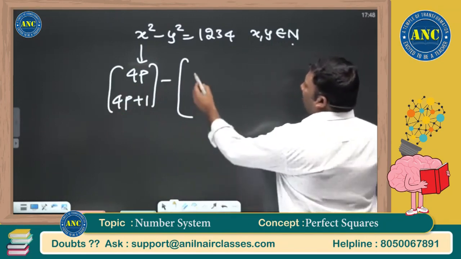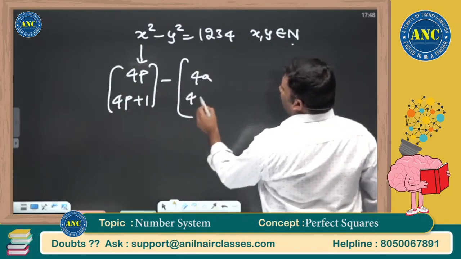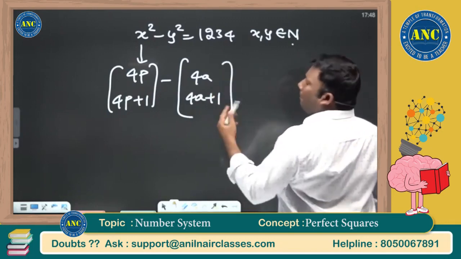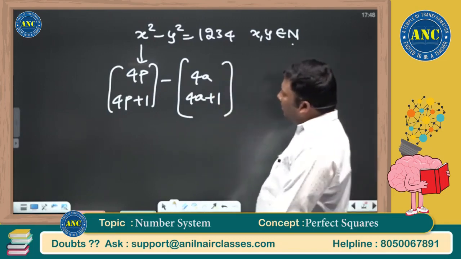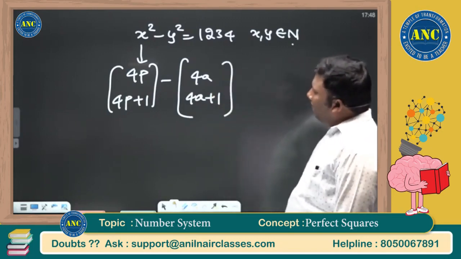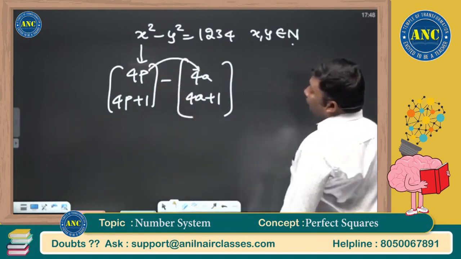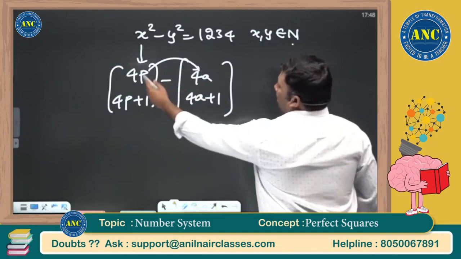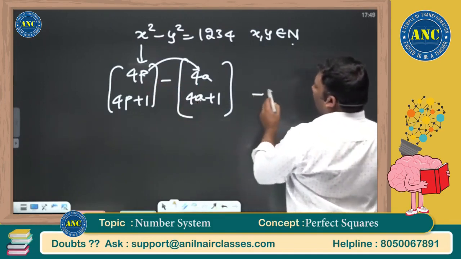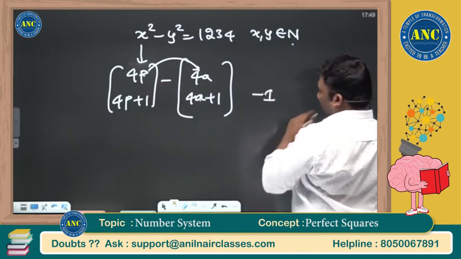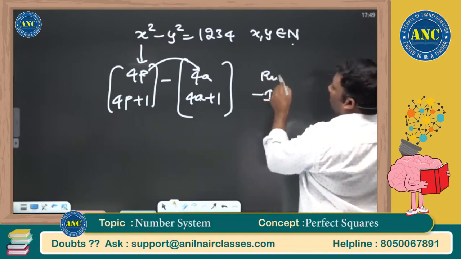These is also a perfect square. Any perfect square is of the form 4a or 4a plus 1, where p and a are some natural numbers. Now see here. These both are divisible by 4. Minus 1, minus 1. The remainder is minus 1.